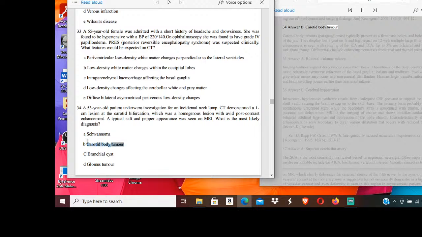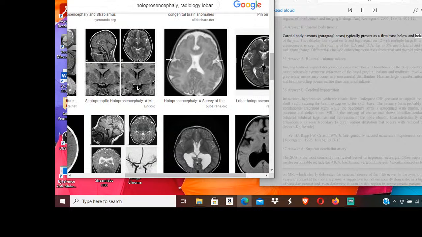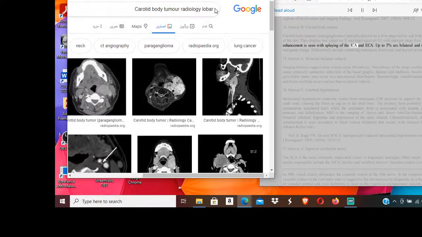Answer B, carotid body tumor. Carotid body tumors, paragangliomas, typically present as a firm mass below and behind the angle of the jaw. They display low signal on T1 and high signal on T2 with multiple large flow voids. Avid enhancement is seen with splaying of the ICA and ECA.